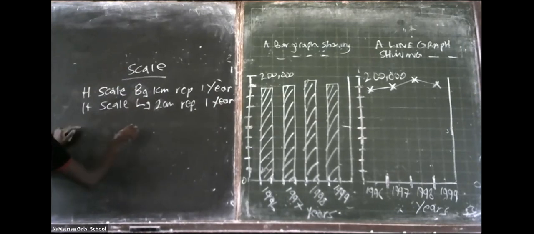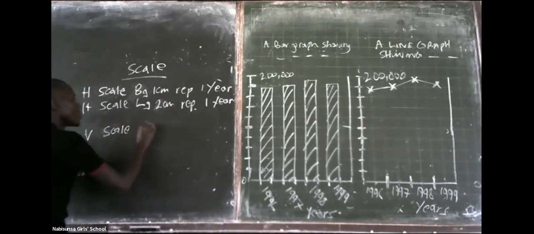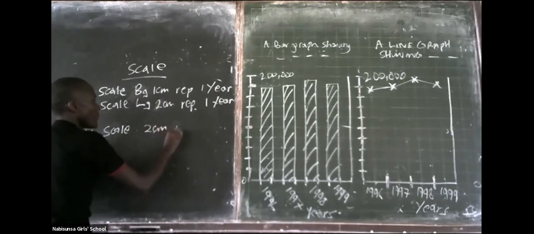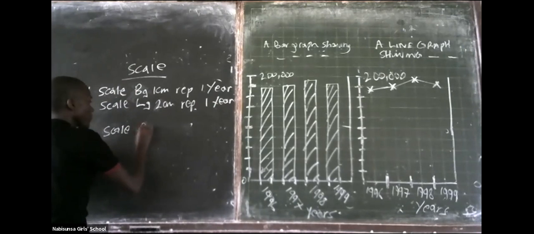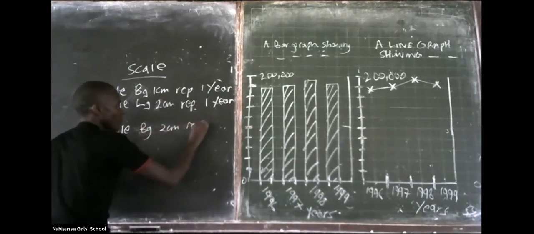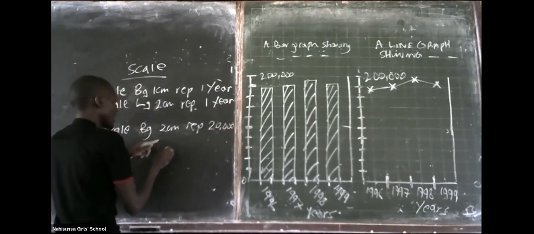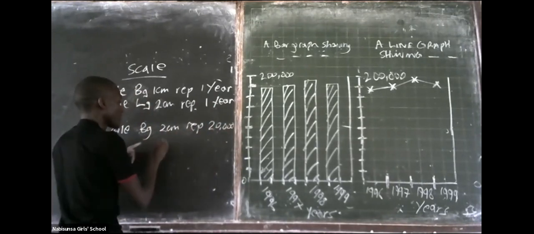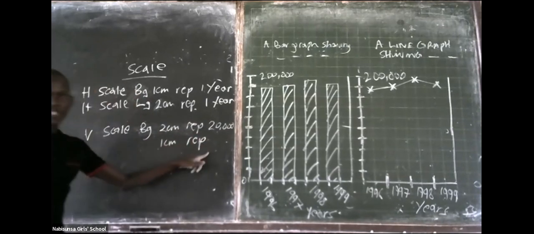Then we go to the vertical scale. The vertical scale is going to be the same. It's not going to change. You can decide to say 2 centimeters are representing what? Here for the bar graph, you're going to say 2 centimeters are representing 20,000. Or you can say, when you divide, you can say 1 centimeter. Now 1 centimeter is going to be representing how much?